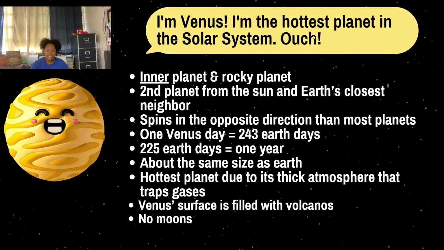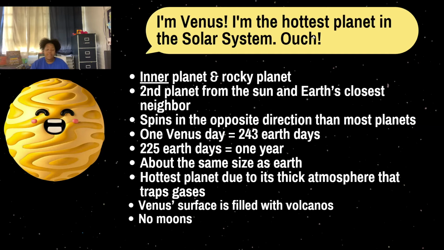1 day on Venus is even longer than Mercury. 1 day on Venus is 243 Earth days. So again, very, very long days. Now, 1 year on Venus is about 225 days on Earth. So the year is a little bit shorter than it is on ours, but again, those days are super, super long.